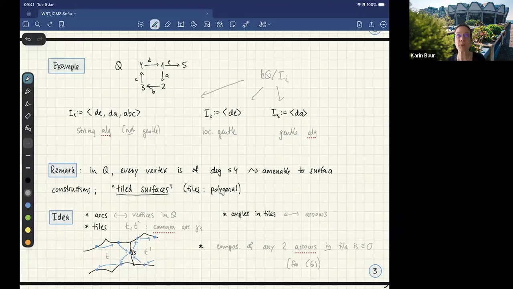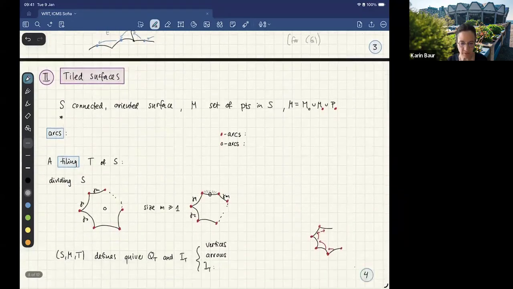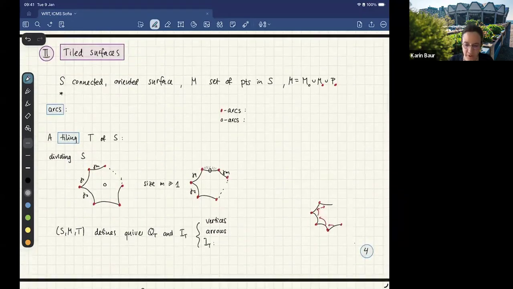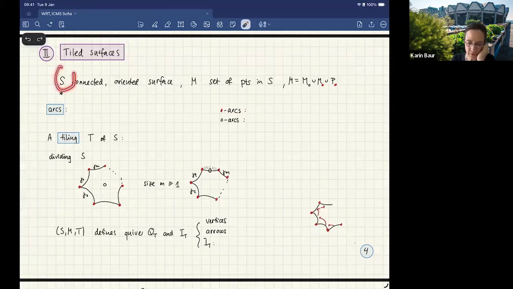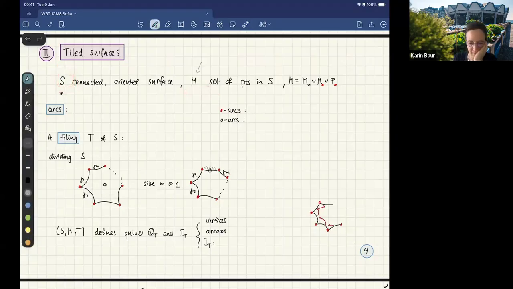So let's see what a tiled surface is. We start with a connected oriented surface, S. And we want a set of points in the surface. This should be a finite set in general, but there are also infinite sets being considered in, say, infinite rank cluster algebras. But for me, it's finite.